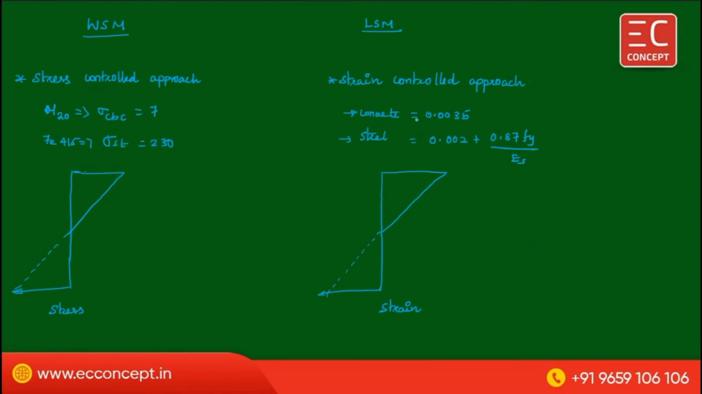So in the limit state method, the entire analysis that we are going to do is based on the strain approach. But in the working stress method, we have done the entire analysis based on the limited stress diagram. In the working stress method, the stress is linear, but in the limit state method, the strain diagram is linear. Now we are going to see the final thing, that is the analysis.